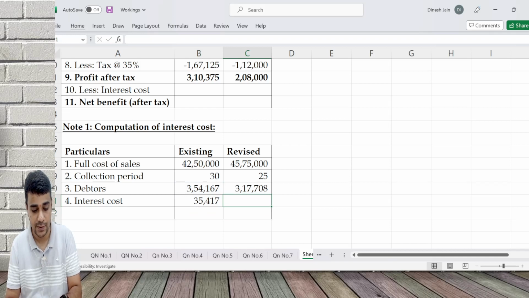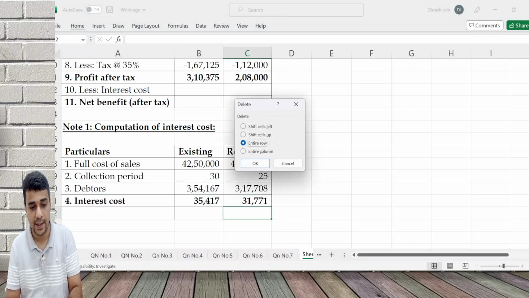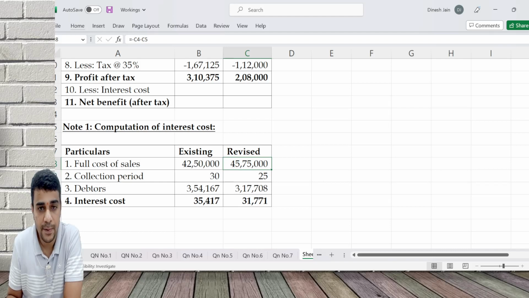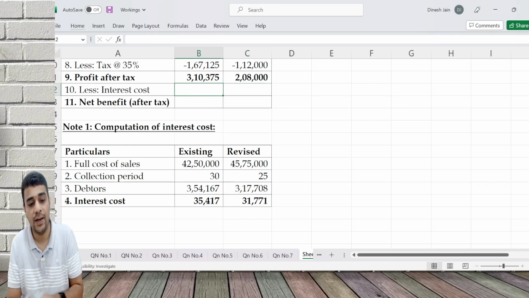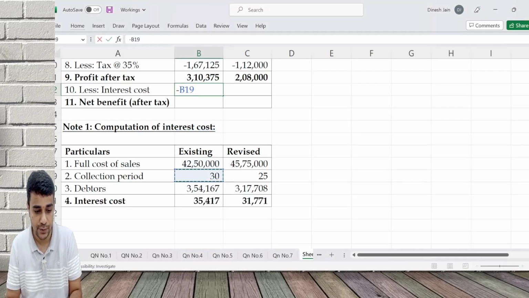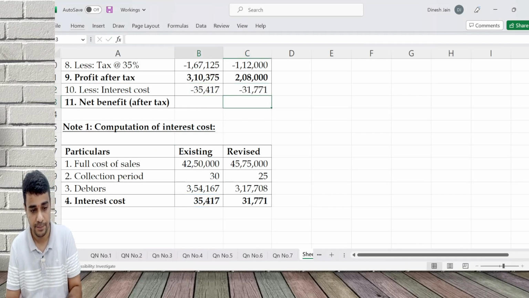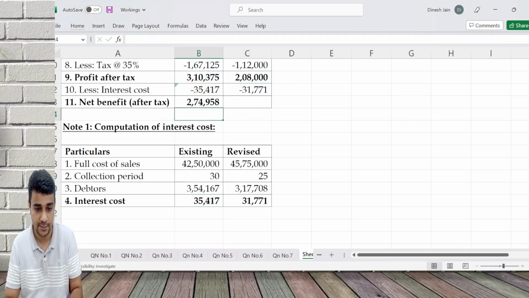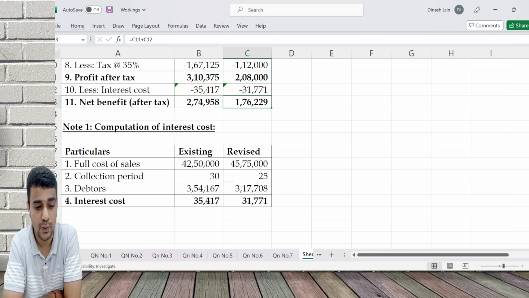Interest cost is 10% after tax. How to give effect before tax? I'll explain. Why we are doing it at after tax level is because the cost of capital given in the question is 10% post tax. Net benefit after tax: 274 became 176. Proposal will get rejected.